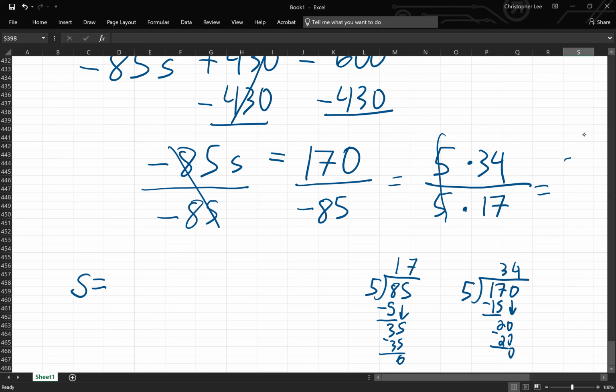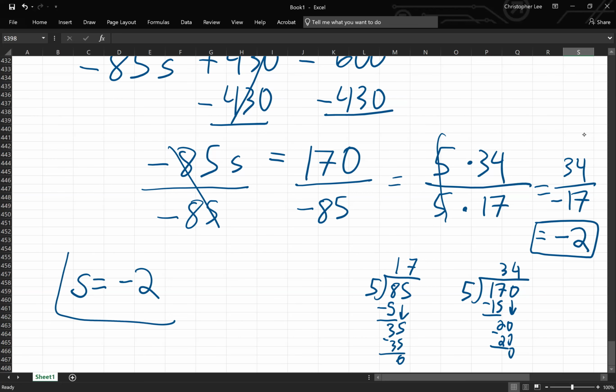So what am I left with? I'm left with 34 over 17. But let me ask you something. 17 goes into 34 how many times? 2 times, right? So this is what? Final answer is just simply negative 2. And that's it. So S equals negative 2.